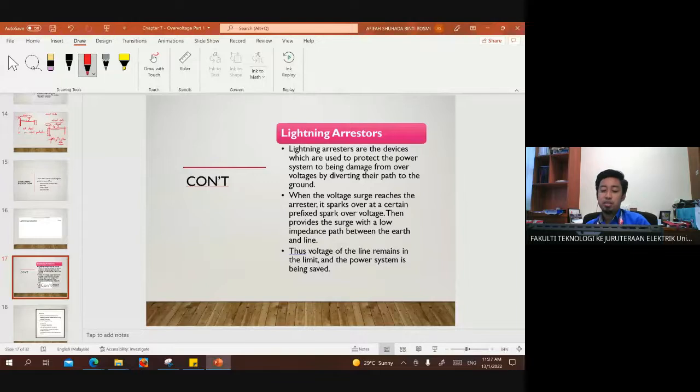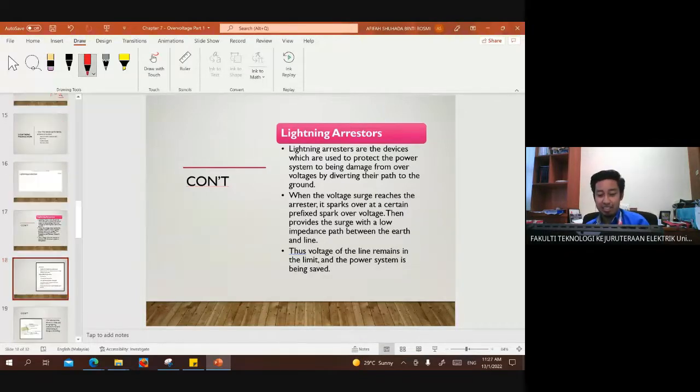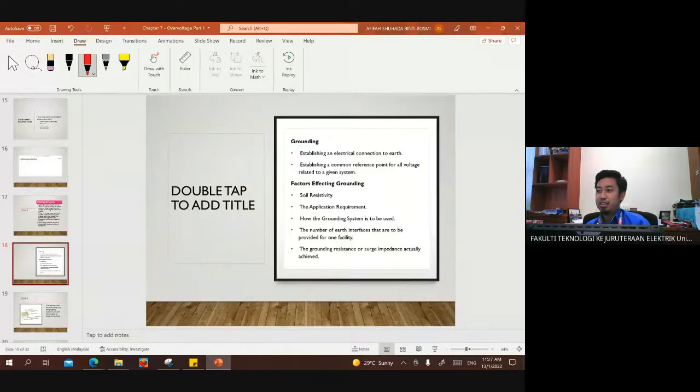So in the lightning protection system, the lightning arrestor is the first component that will capture the lightning strike. Okay, so that's why the name is lightning arrestor. And then the second part, the most important, which is the grounding.